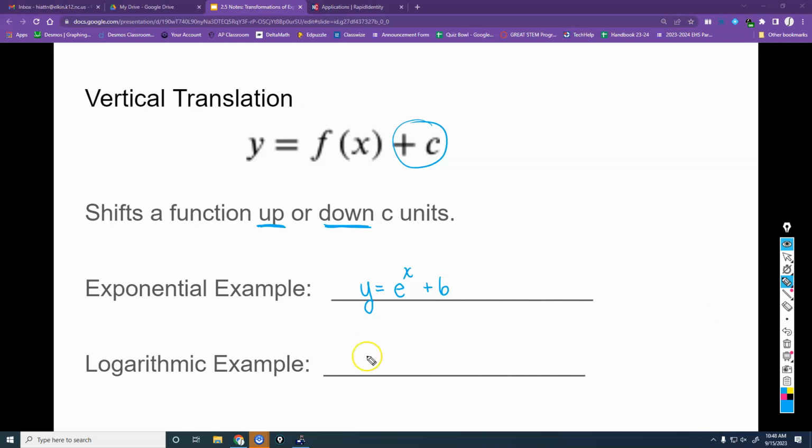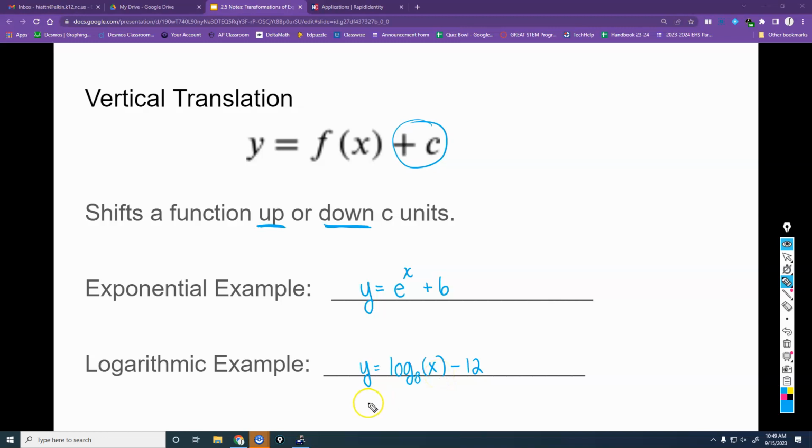Okay, for a log, it might look something like this. Log base could be anything. Log base 8 of x. Let's do a minus 12. Okay, what would happen to that log equation if we put a minus 12 on the end? Down 12. Okay, so it is not inside of the parentheses for your log.